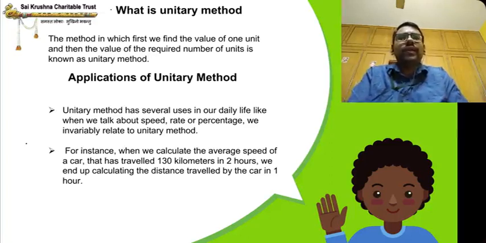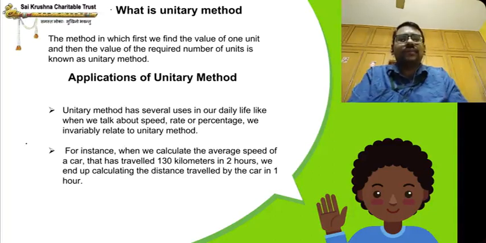Unitary method has several uses in our daily life. When we talk about speed, rate, or percentage, we invariably relate to unitary method. For instance, when we calculate the average speed of a car that has traveled 130 kilometers in 2 hours, we end up calculating the distance traveled by the car in 1 hour.